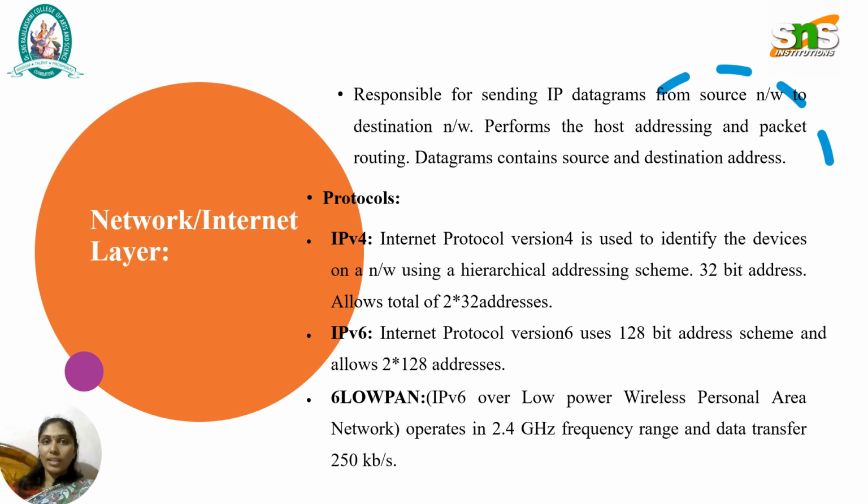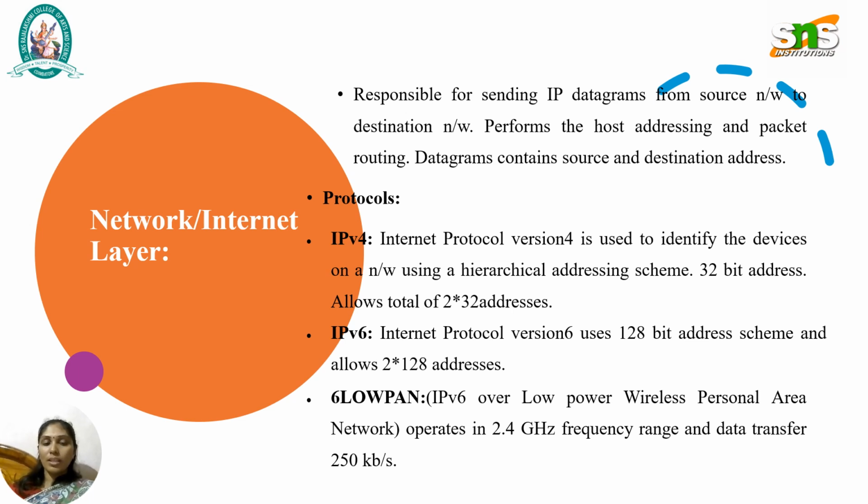The next one is IPv6. Internet Protocol version 6 uses a 128-bit address scheme and allows 2^128 addresses. So 2^128 addresses are followed in IPv6. So the network layer just contains the source and destination address itself. It performs the host addressing and packet routing.